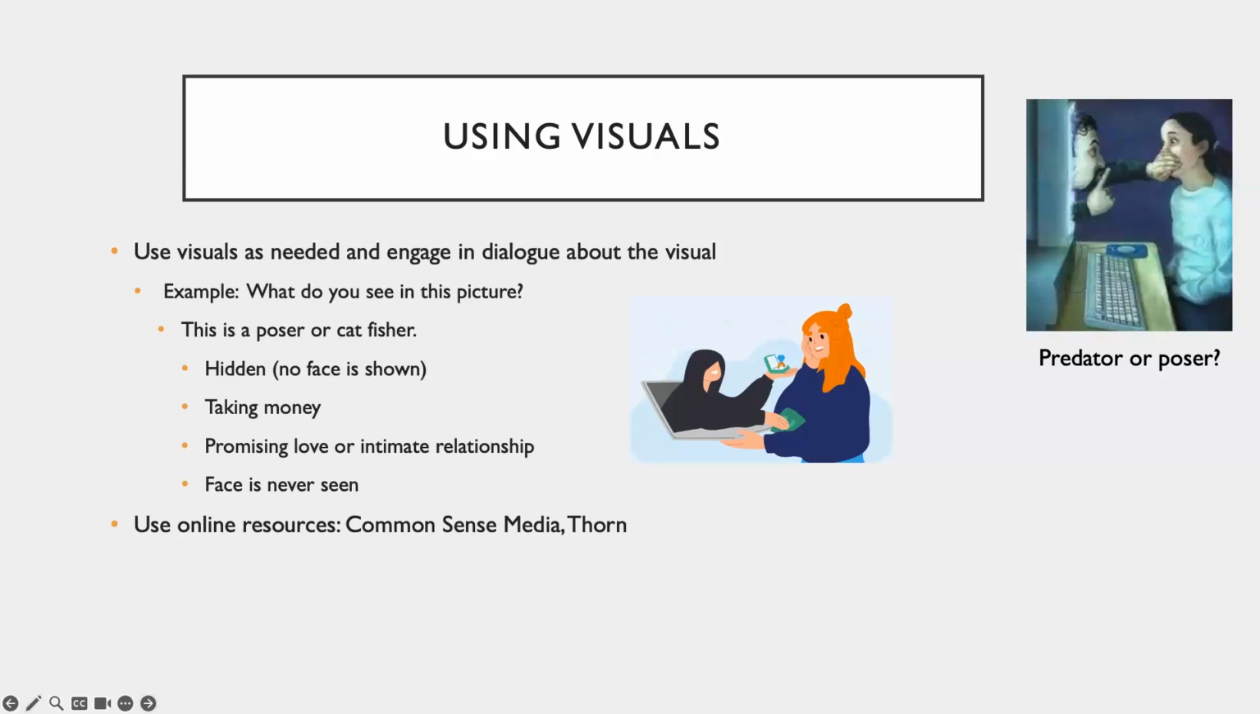So for one example there, we have a guy who's pulling money out of the girl's pocket. He's given her a ring. He's hidden behind a little hood over his eyes. So she thinks that he's promising her some kind of love, but really he's trying to take her money. And he's doing things secretly for his own personal gain. So he's a poser. He could be a catfisher if he meets her in person.